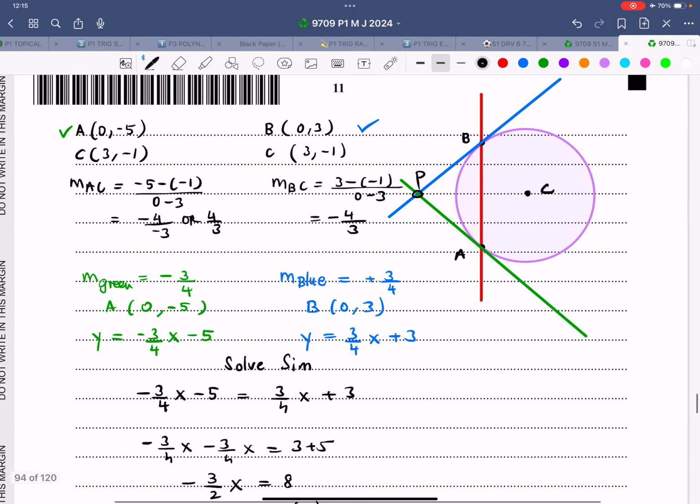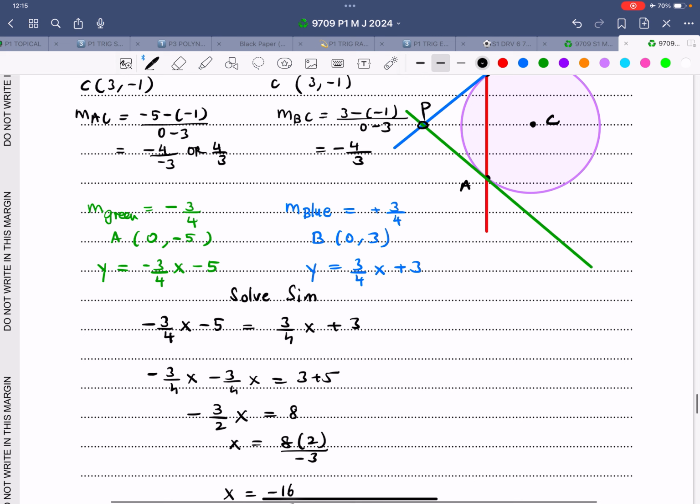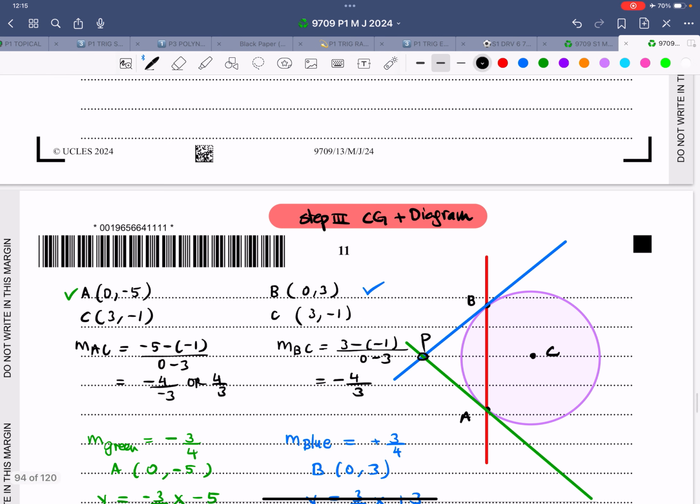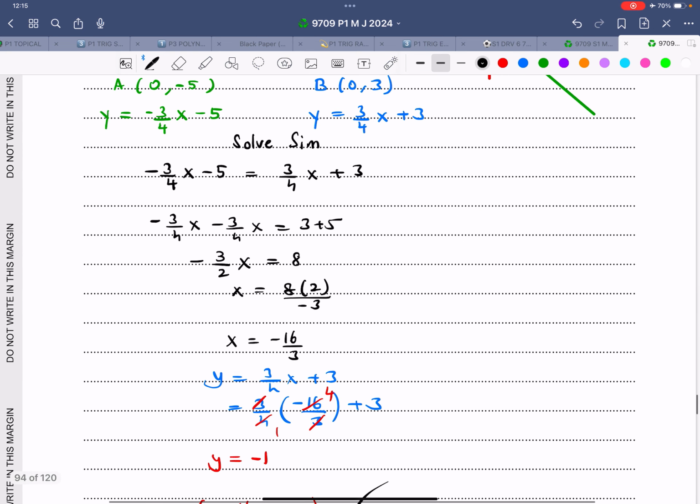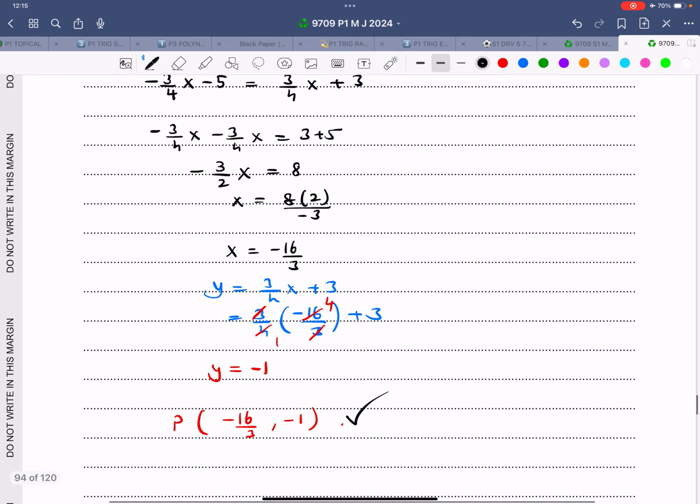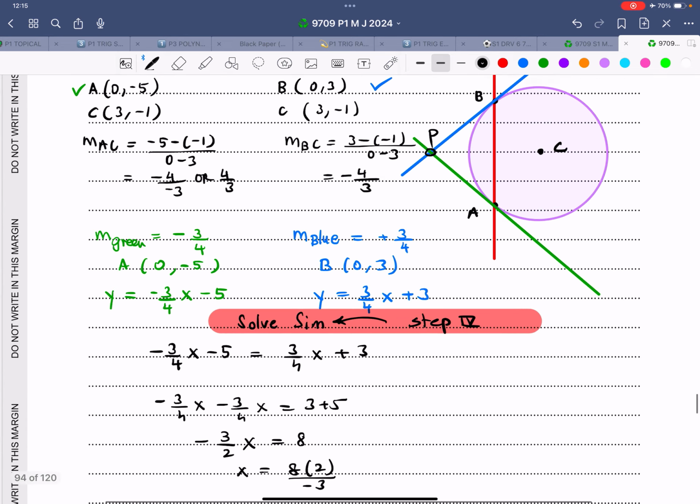So the diagram is there. You're finding the equation of the tangents. So this is for finding the equation of tangents. And last but not the least, let me write over here: solve simultaneously. That is step number 4. So solving simultaneously is the final answer, and this is the answer that you get.